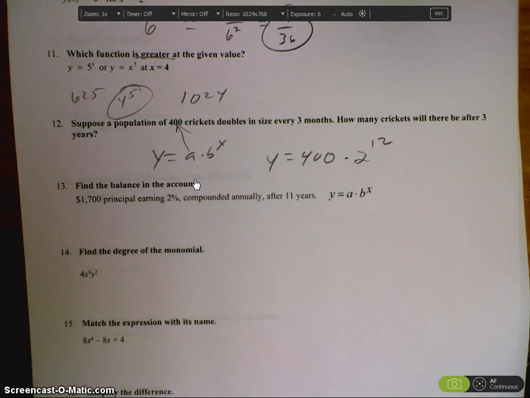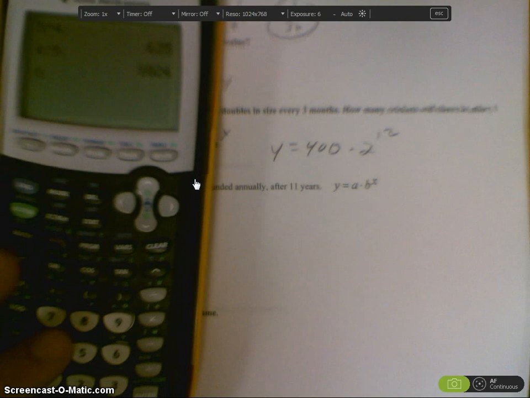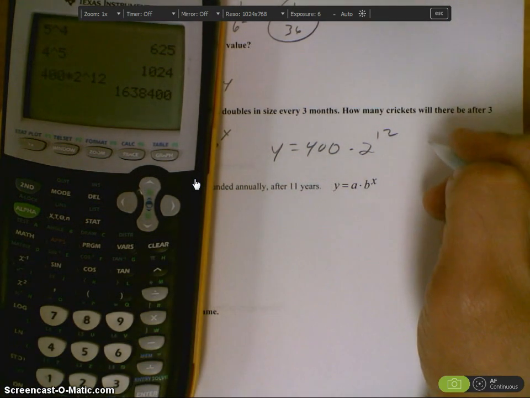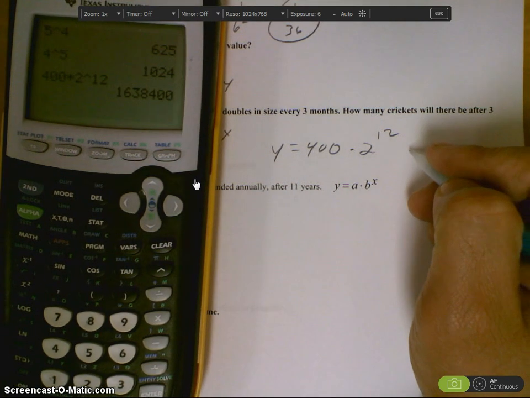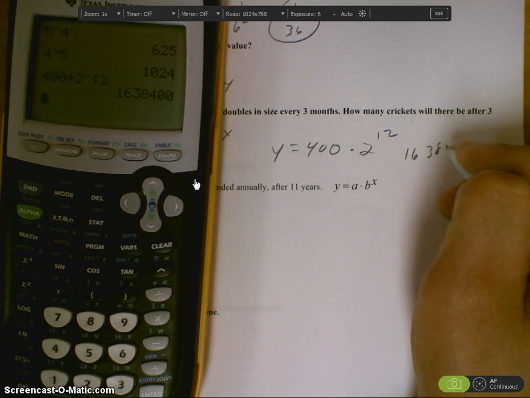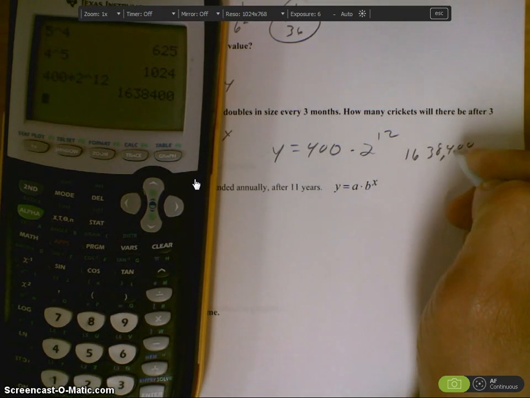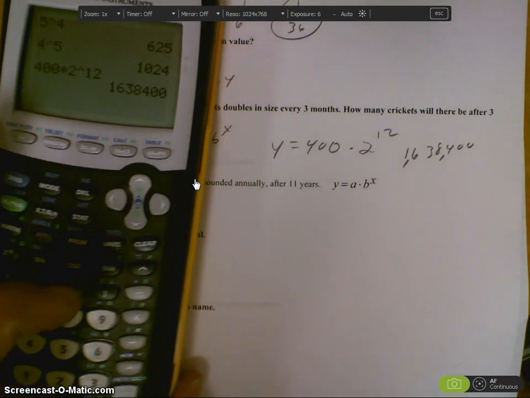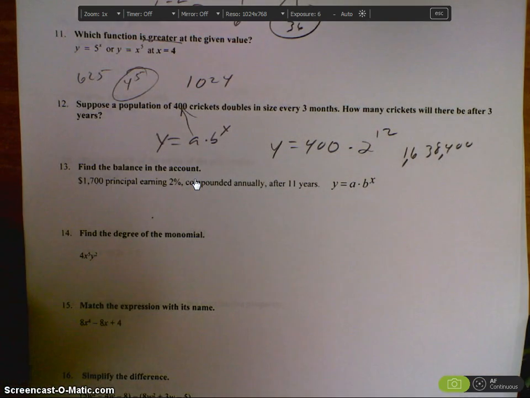All right. So that's where I'm going to get my calculator out. I'm going to type this in: 400 times 2 to the 12th power. That is an enormous number. Bam. 1,638,400 crickets. That is a lot.